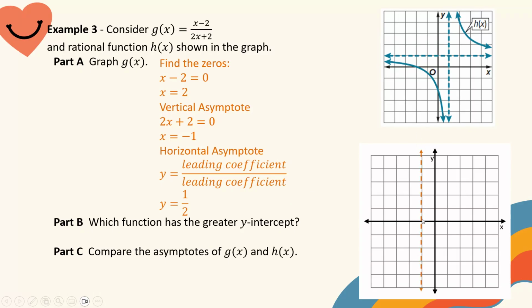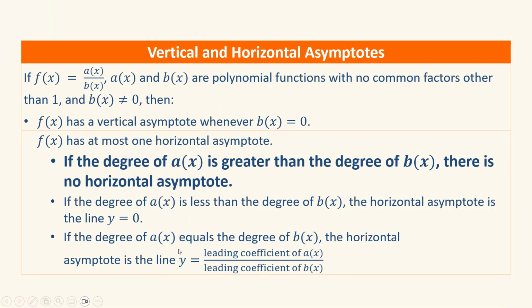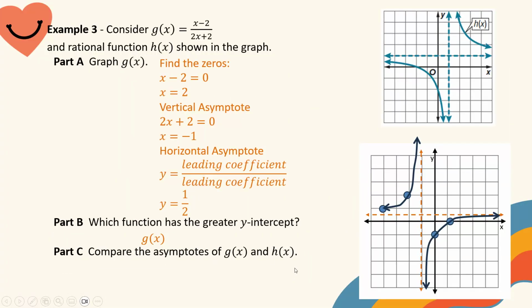So here's our vertical asymptote at x equals negative 1, horizontal asymptote at y equals 1/2. It has the points 2, 0 and 0, negative 1. Part B, which function has a greater y-intercept? So this one crosses the y-axis at -1. This one crosses at -2. So -1 is greater than -2. So g of x has the greater y-intercept. To compare, oh, I guess we skipped the part of comparing their asymptotes.